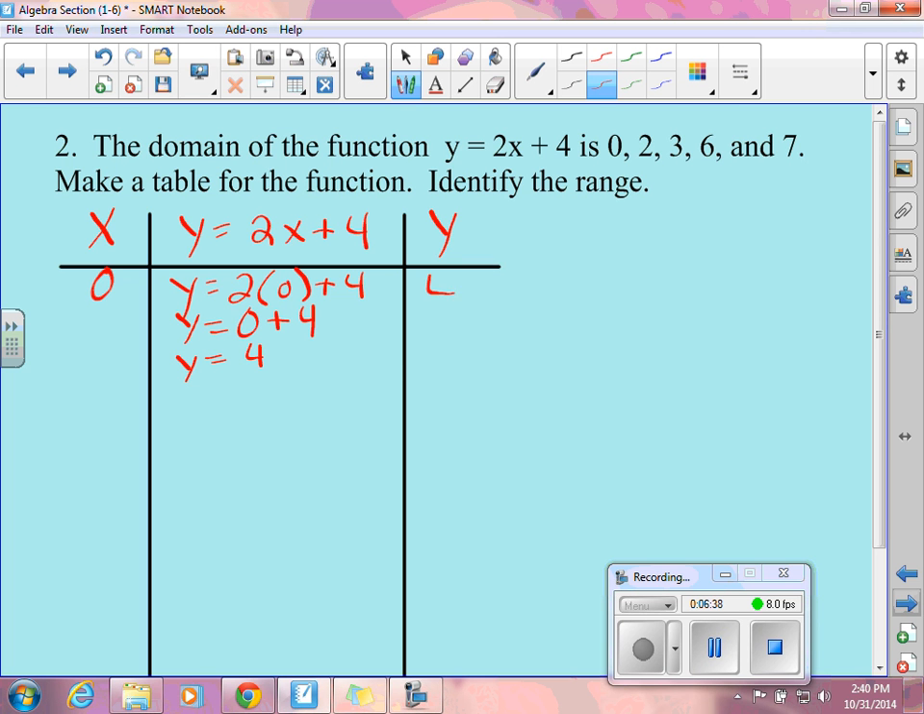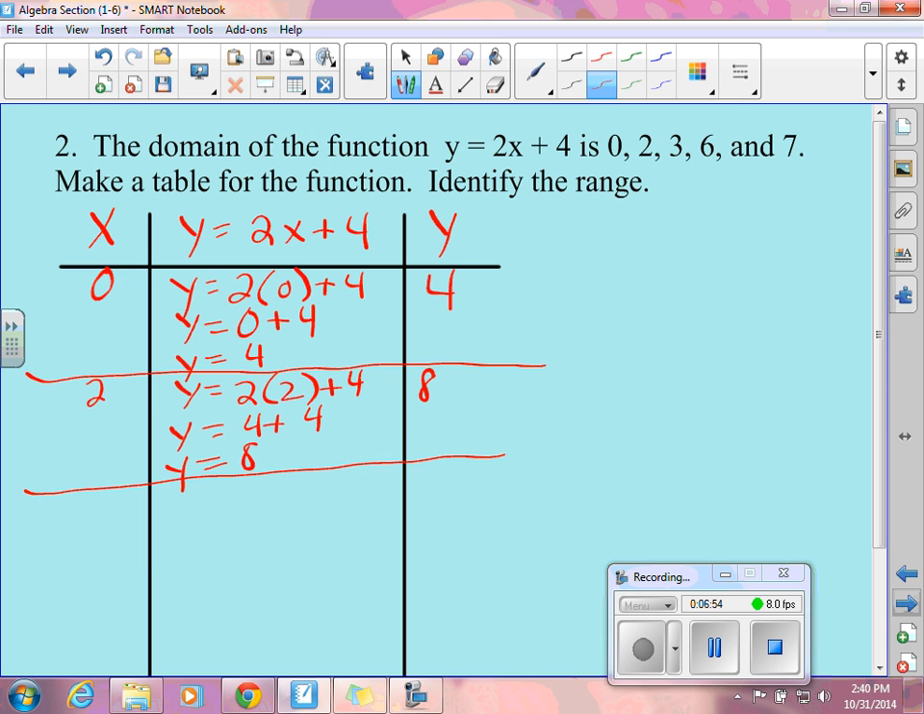Y equals 2 times 2 plus 4. Y equals 4 plus 4. So y equals 8. Okay. My next number is 3. Y equals 2 times 3 plus 4. Y equals 6 plus 4. Y equals 10. Okay, and I'm going to keep going.